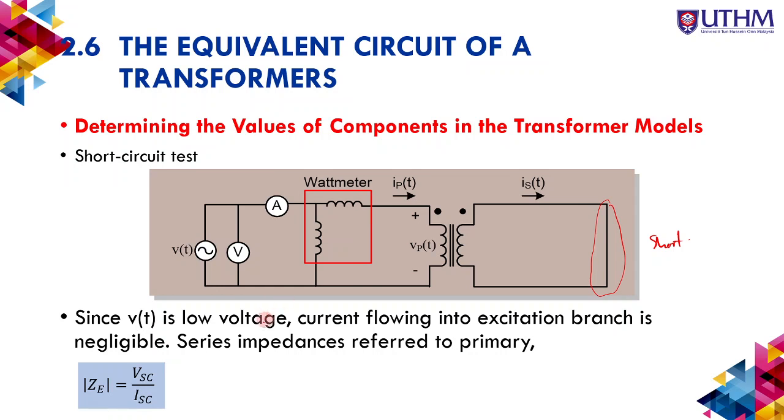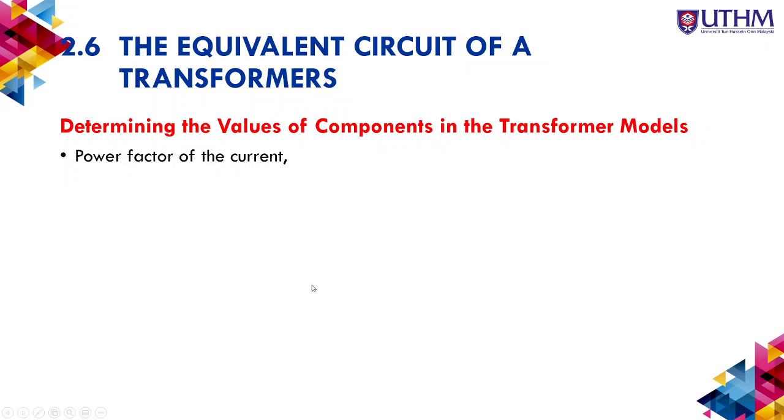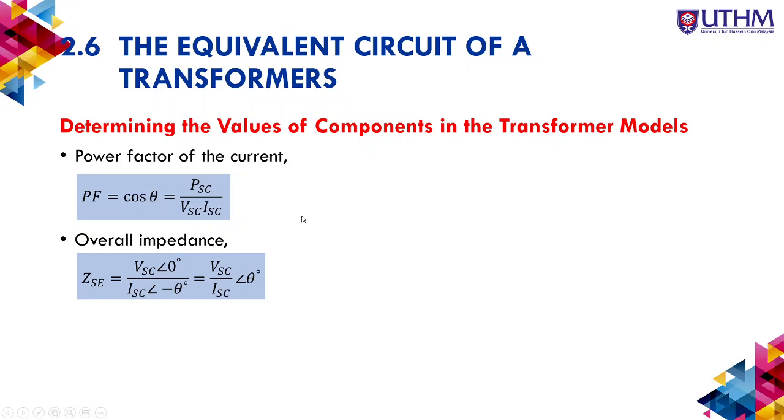Okay, so now we can use Ohm's law directly. Ohm's law is V equal to IZ, so Z equal to V over I. So V short circuit, I short circuit. From the reading, that one is the magnitude, and this one is from the wattmeter to calculate the power factor. From here we can get the theta.